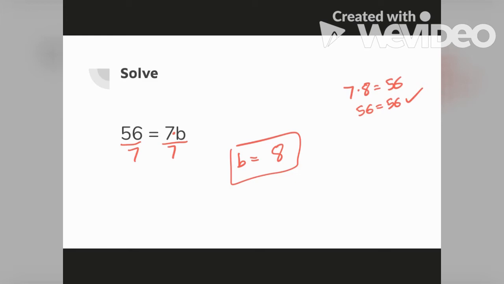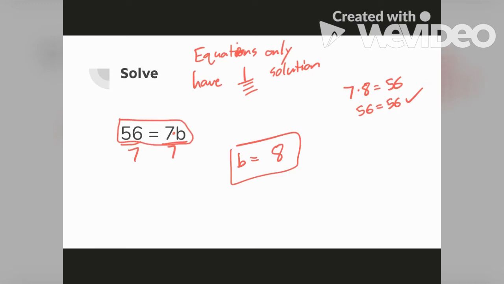And again, I should have clarified this early on. Remember, equations only have one solution. This equation here only has one solution in the whole universe. There's no other number that could make this equation true except 8. Not 8.00000001, not 7.99999. The only thing that makes it true is 8.